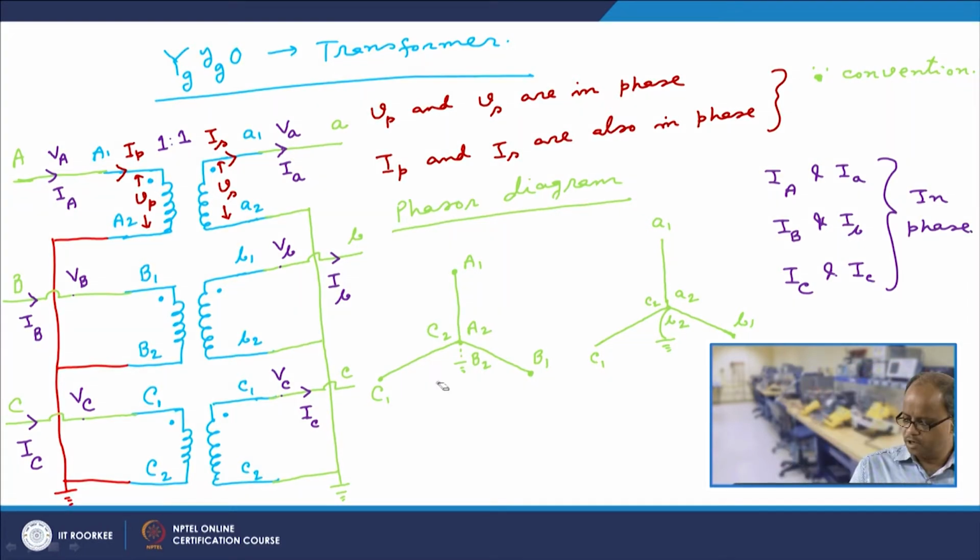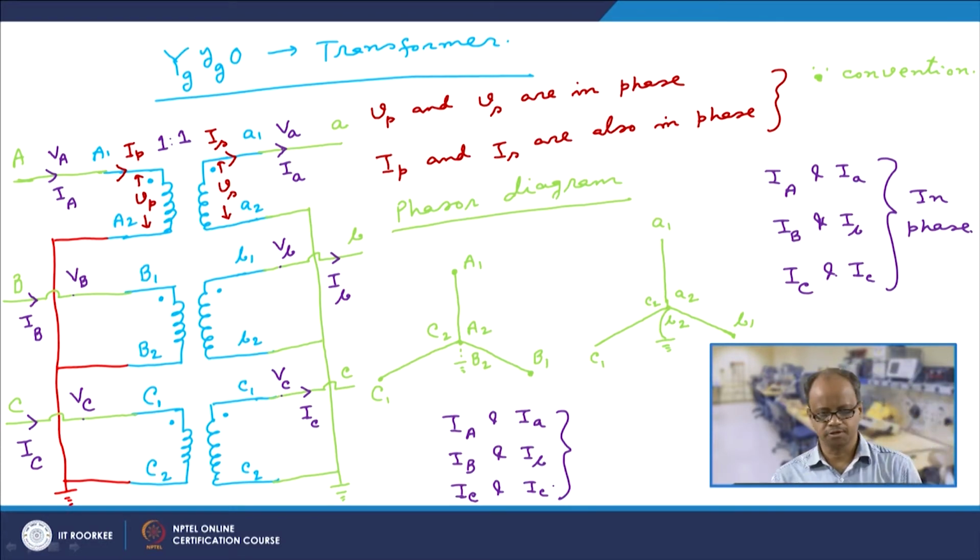1:1. Now, because these are in per unit, I can say that this current I A and I A would be same. Similarly, current I B and I B would be same. Similarly, current I C and I C would be same, because they are in per unit. In per unit they would be same. So, that means if I give 1 per unit current here, I will also get 1 per unit current here.